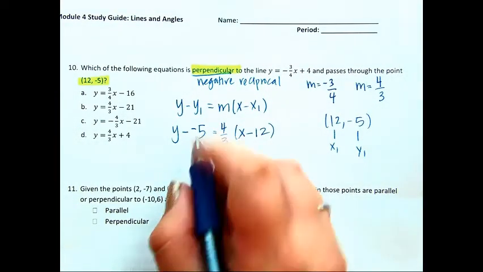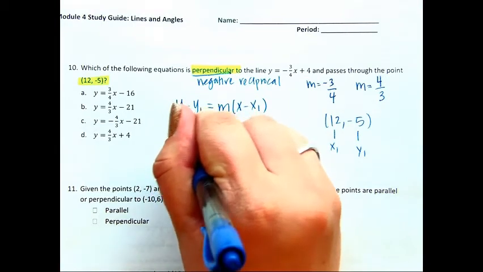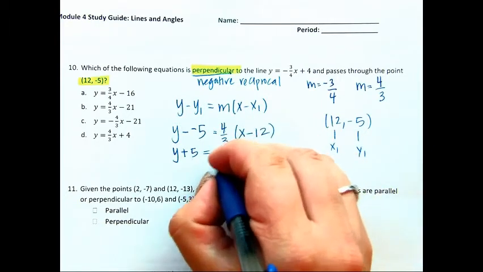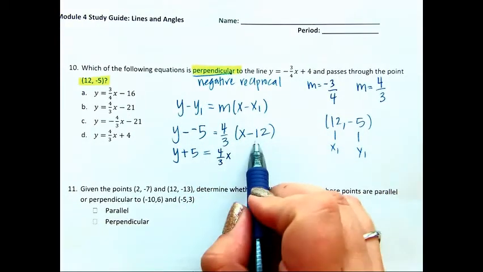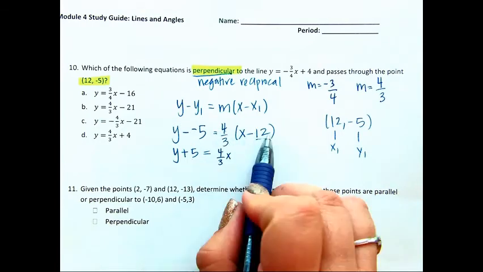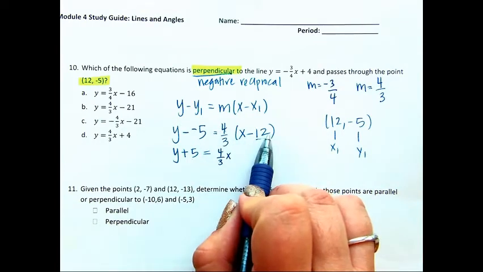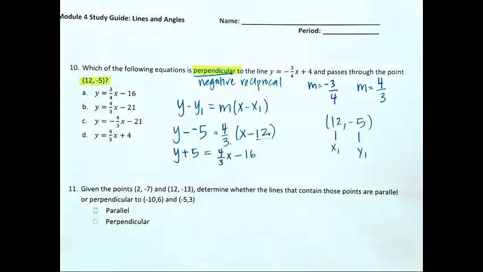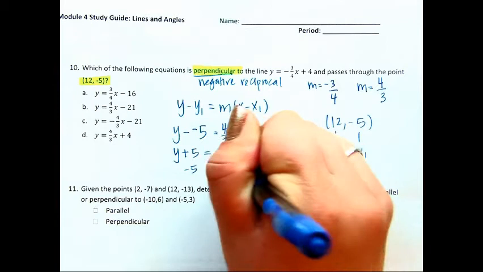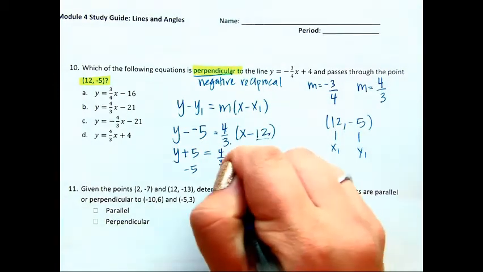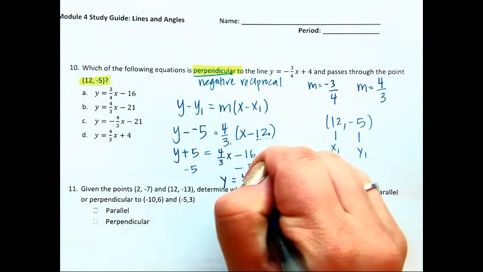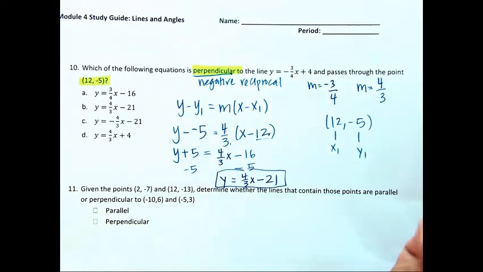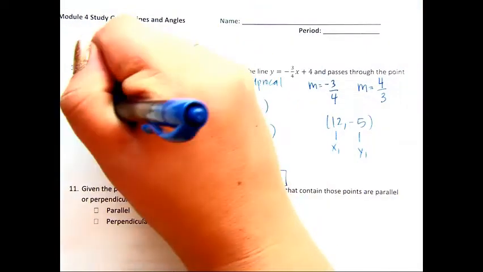When we subtract a negative number, it turns into a positive, and then this becomes 4 over 3 x. And then here we can do 4 times 12, which is 48. 48 divided by 3 is 16, so minus 16. And we're going to subtract 5 from both sides, so then this turns into y equals 4 over 3 x minus 21. So then that one would match with B.